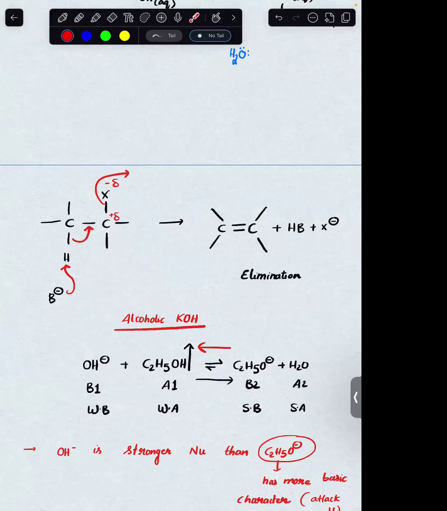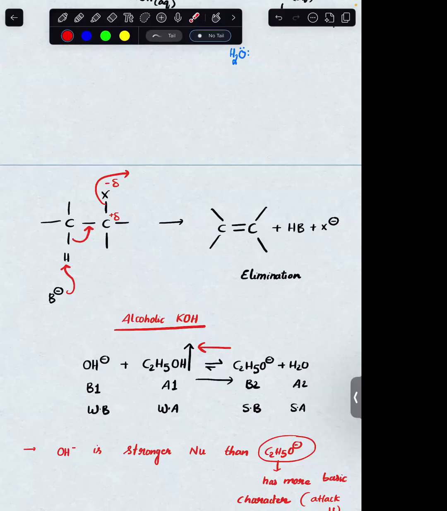So in order to avoid substitution, I pick a negatively charged species which acts predominantly like a base rather than a nucleophile. Because my aim is to do an elimination reaction, not a substitution reaction, and there is always competition between substitution and elimination. OH minus cannot serve the purpose because, being smaller, it also has a good tendency for substitution reaction, not just elimination. Hence, I need to take alcoholic KOH, that is, I need more and more C2H5O minus.